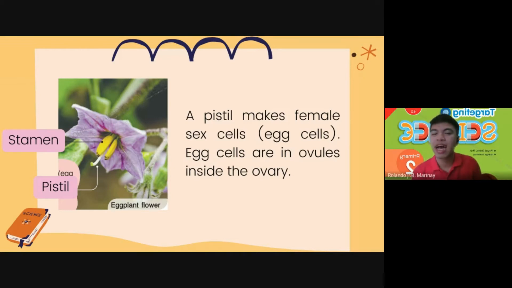Very good. The female or girl sex cells are in the pistil. Pistil makes the female sex cells. Remember, the male sex cells are made by stamen. Stamen for boy or male, and pistil for girl or female. Next.